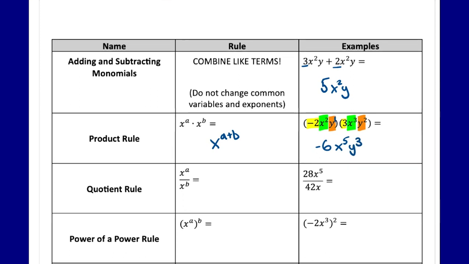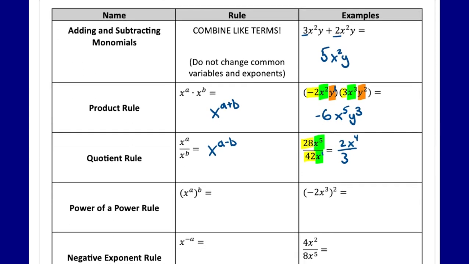Quotient rule, we subtract our exponents. So in our example, 28x to the power of 5 divided by 42x, I can focus on my numbers and divide those, or simplify them. In this case, I can divide by 14, and I get 2 over 3. I can then focus on my x's. x to the power of 5 divided by x to the power of 1, I subtract. I end up with x to the power of 4. Positive fractions usually means that the power is on top.